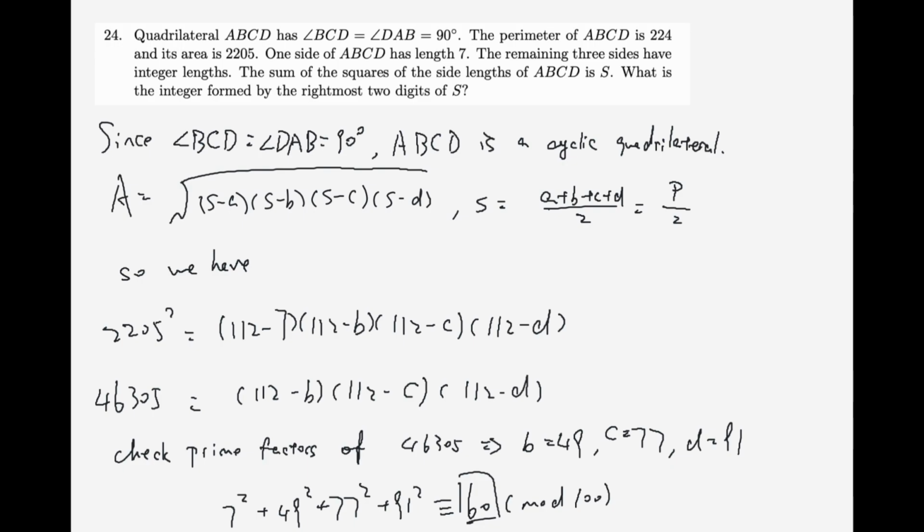Finally, we can get the answer, which is 7 squared plus 49 squared plus 77 squared plus 91 squared mod 100, which is equivalent to 60.